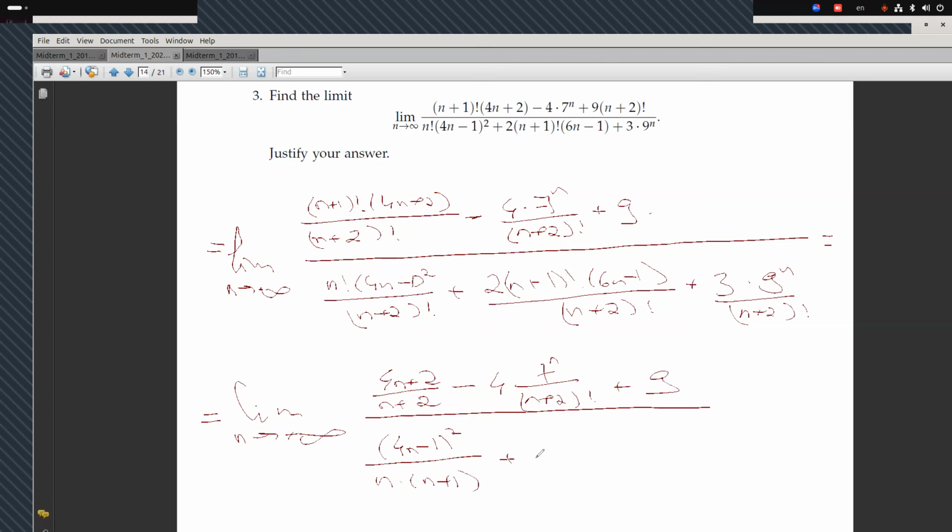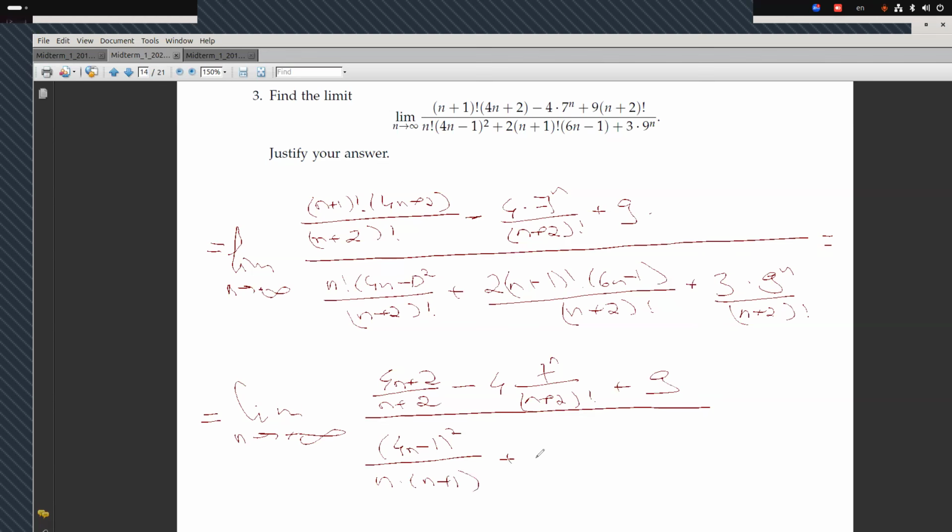So (n+2)! over n! gives (n+1)(n+2) out of this. So we get (16n² − 8n + 1) divided by (n² + 3n + 2), and the limit here is 16.